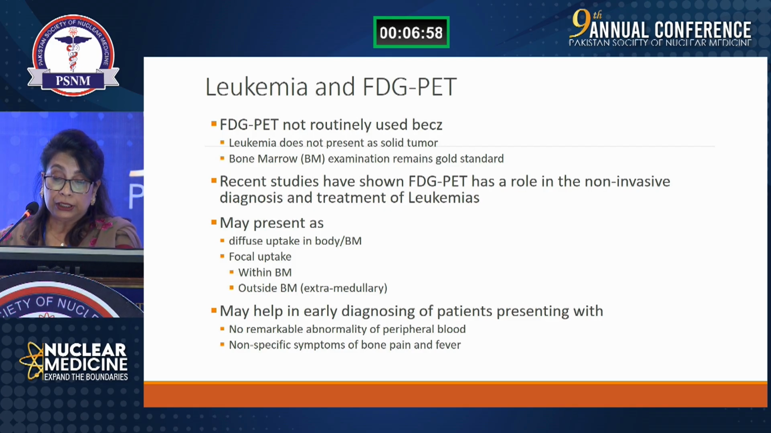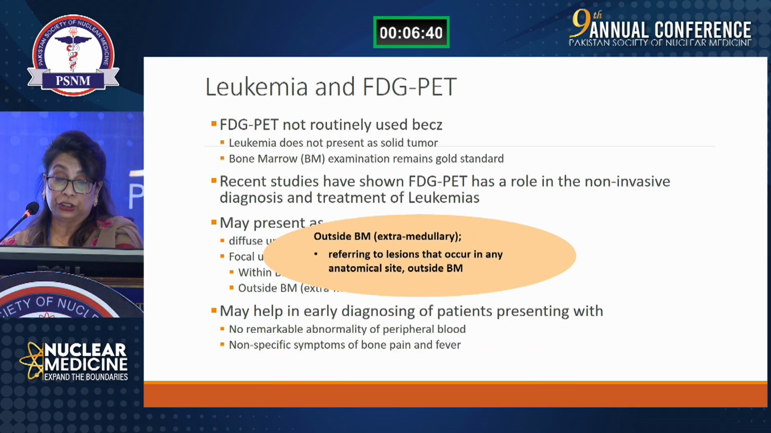It may help in the early diagnosis of patients presenting with no remarkable abnormality of the peripheral blood film and non-specific symptoms of bone pain and fever, where we may be able to show focal lesions in the bone marrow, or even the extramedullary regions. Now, the extramedullary lesion refers to lesions that occur in the anatomical site outside the bone marrow.